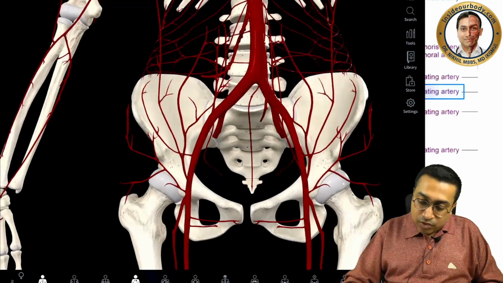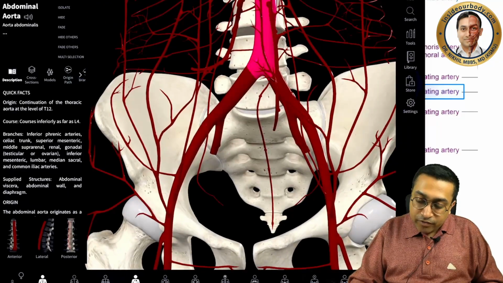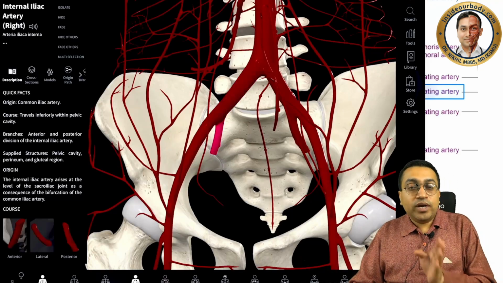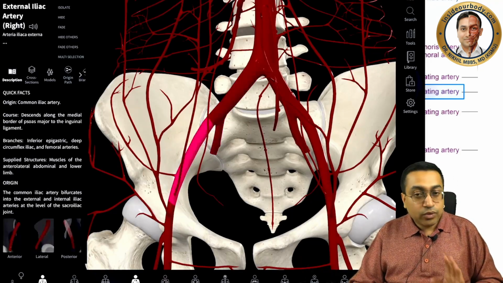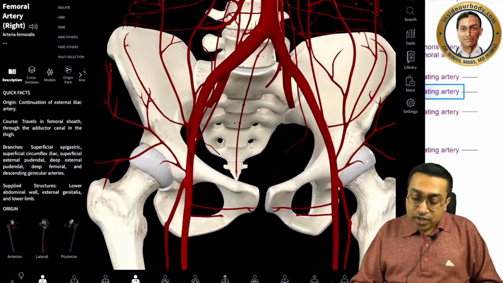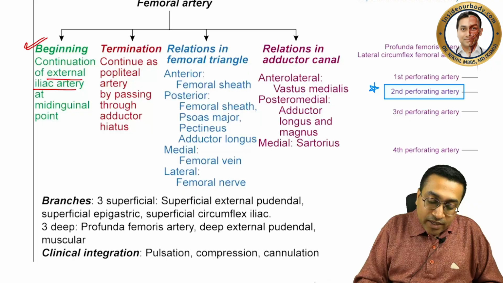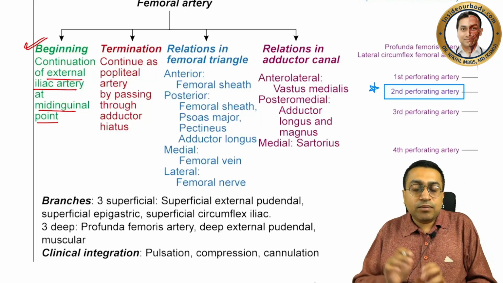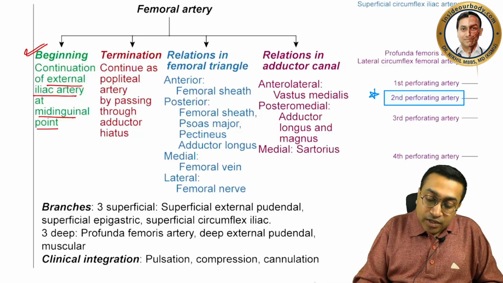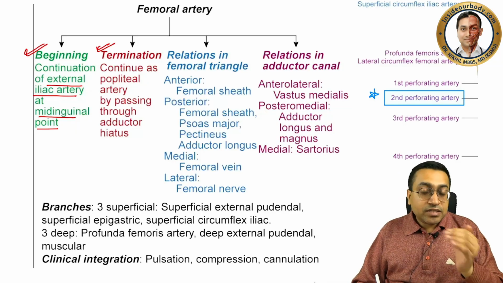I hope you remember this aorta. This is the abdominal aorta, and it bifurcates into the common iliacs on either side. The common iliac further divides into internal iliac artery and external iliac artery. External iliac artery further continues into the femoral artery. So that is the main point to remember. This is the continuation of the external iliac artery at the mid-inguinal point. There is a mid-inguinal point versus mid-point of inguinal ligament; we will discuss this in the inguinal region. Then termination. This continues as the popliteal artery by passing through the adductor hiatus.